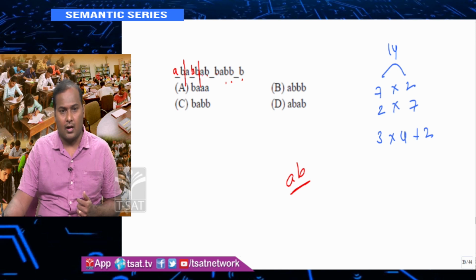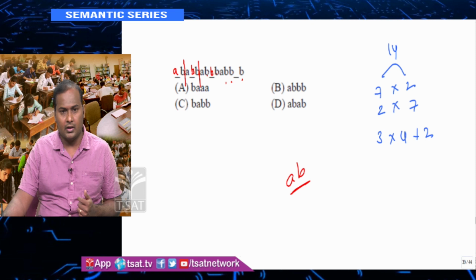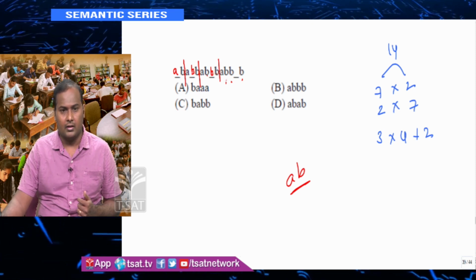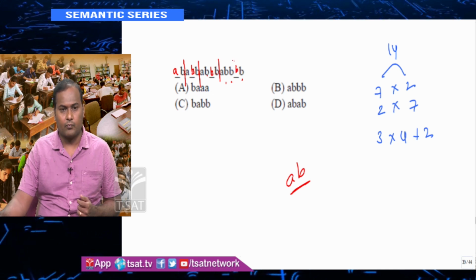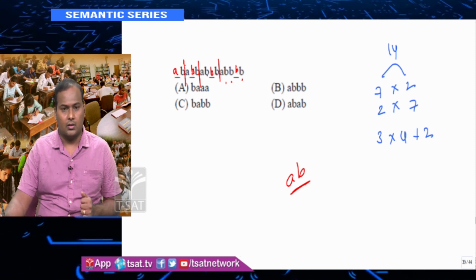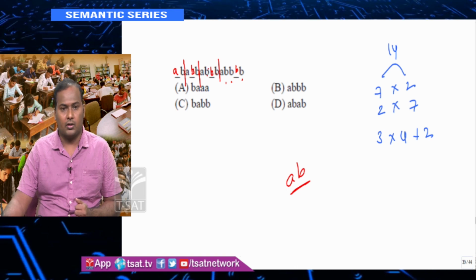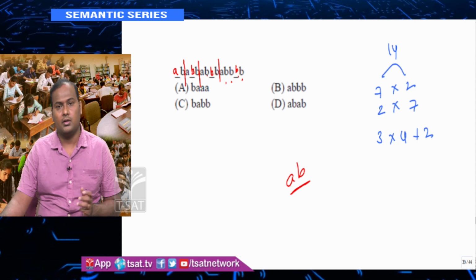See the next one here. Already A is there, B is there. So again fill with B. So A, 3 B's. And one more block, again A with 4 B's. So what is the pattern being followed? First block is A, B. The second block is A, B, B, so one B extra added. What about the third block? A, B, B, B, so 3 B's. Next one, 4 B's added.